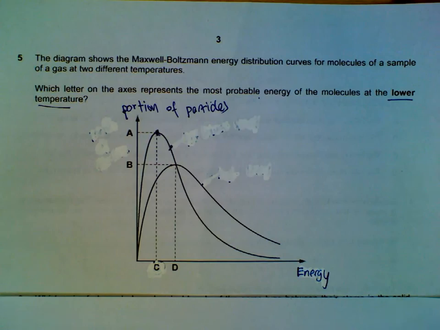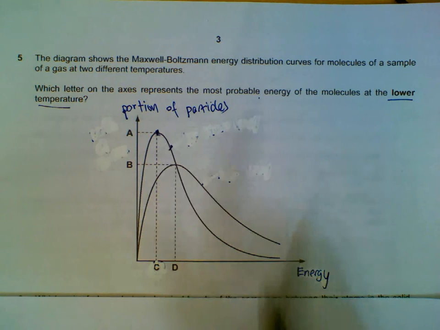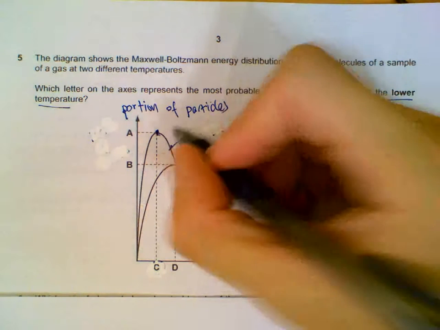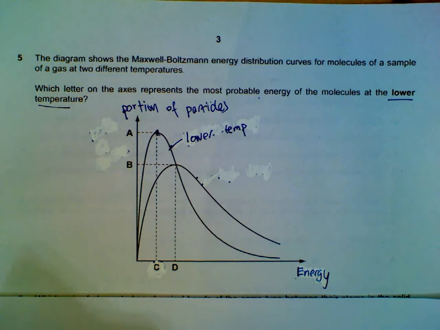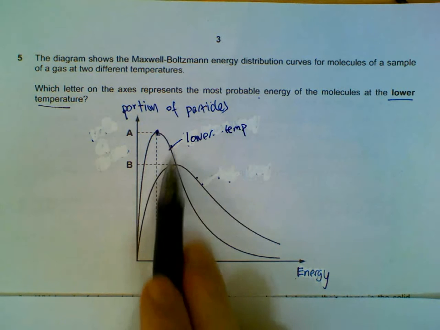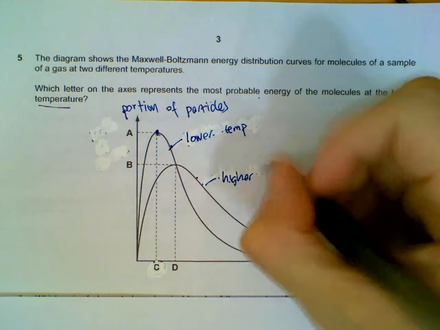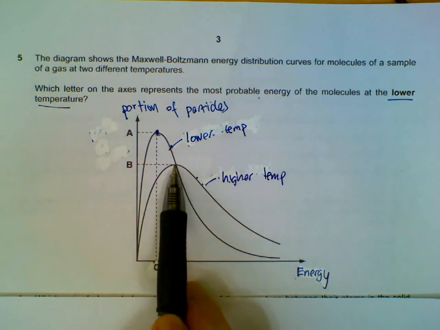Number 5, energy distribution. Now the axis here will be energy and portion of particles that have certain energy, right? And then there are two curves. What we have to remember is this curve on the left represents the distribution at a lower temperature. If we heat up the particles, we give them more energy, and the curve will be represented like the one on the bottom, higher temperature, right? The difference: the peak will be located to the right side, but the peak will be lower.